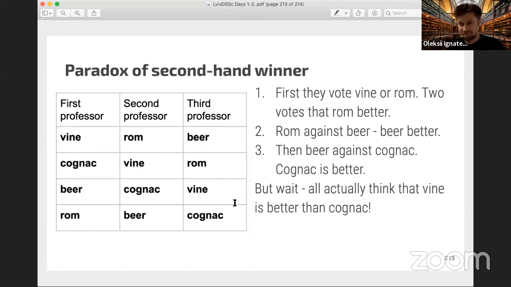All three of them think that wine is better than cognac, but this procedure produces cognac as the winner of their voting. So this is an example of how irrational the choice of a society's system can be, and contradictory to intuition about single preferences.